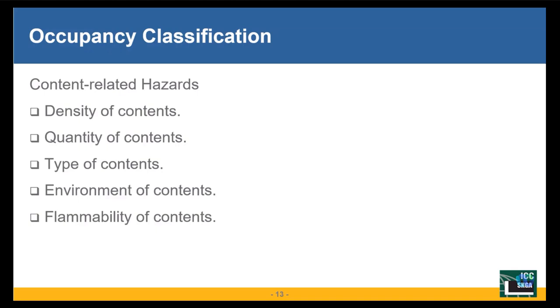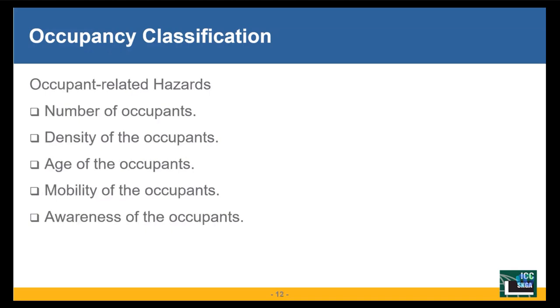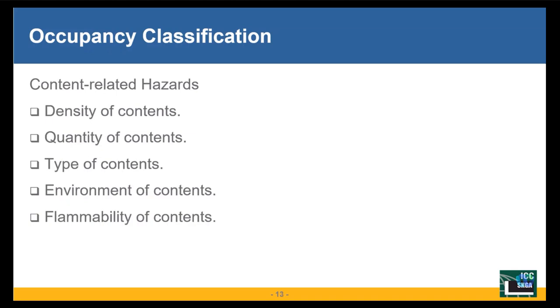So let me go back to the other slide. This was occupant related hazards, related to the number of occupants, as we discussed already, and so forth. And this one is content related hazards. So depending on the density of the contents, the quantity of the contents, for example, when we have hazardous contents, there's a table in the code that has maximum quantities. If you exceed those maximum quantities, the occupancy will revert to hazardous occupancy.